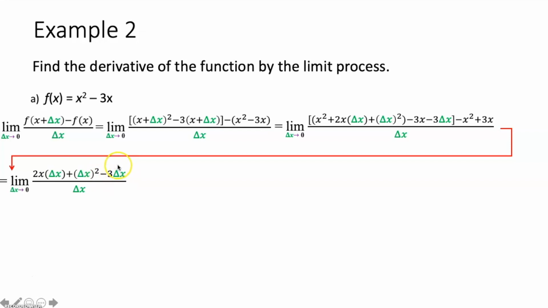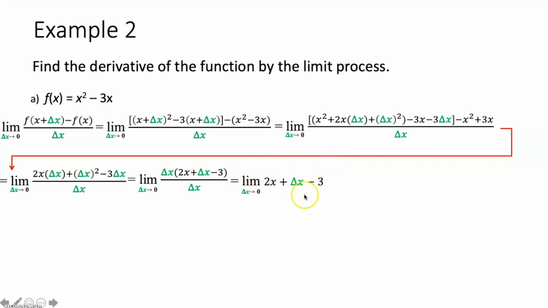Now, notice that each of the three terms in the numerator, this is one term, this is one term, this is one term, has a delta x. So I can actually factor that out from each of those terms. These delta x's in the numerator and denominator cancel each other out. And we're just left with the limit as delta x approaches 0 of 2x plus delta x minus 3.